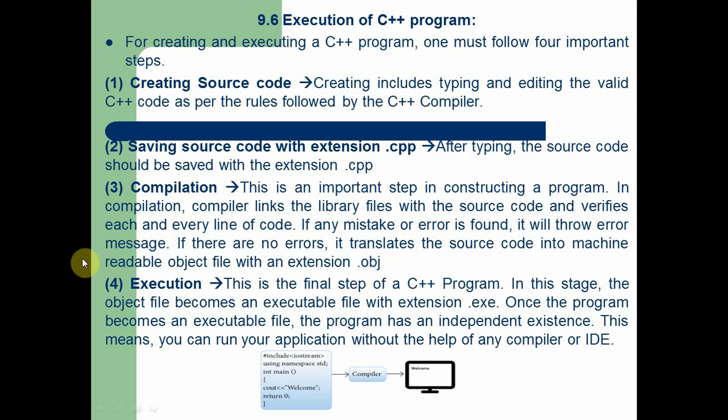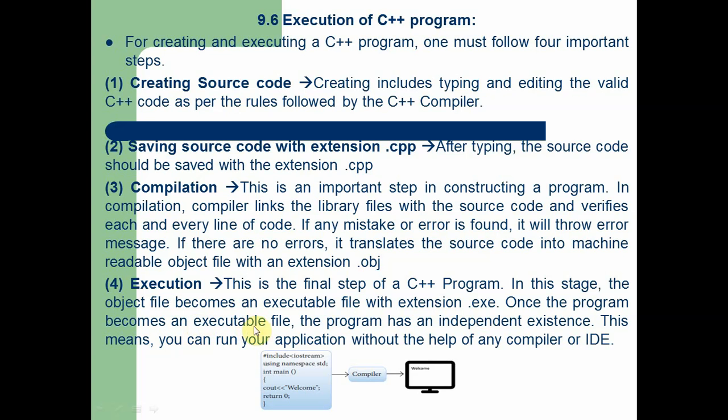After compiling, the fourth step is execution. This is the final step of a C++ program. In this stage, the object file becomes an executable file with the extension .exe. So see, this is the third file created for the same source file. This is the source file with the extension .cpp, which was created by the user, and when compiling the file we create the .obj file. This is called the binary machine readable object file. When we execute this file, it will be converted into the exe file.